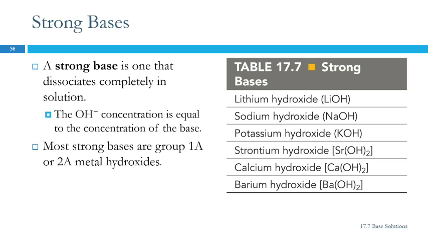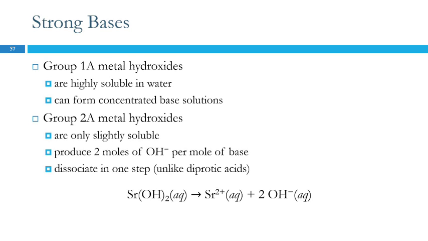Other metal hydroxides can be bases, but they're not very soluble. So what does dissolve separates completely. They're strong, but they can't be made very concentrated because their solubility is limited. So the group 1A metal hydroxides are very highly soluble, and so we can make concentrated solutions, and that's why we tend to use those. The group 2A are only slightly soluble, but they're going to produce 2 moles of hydroxide for every mole of base.